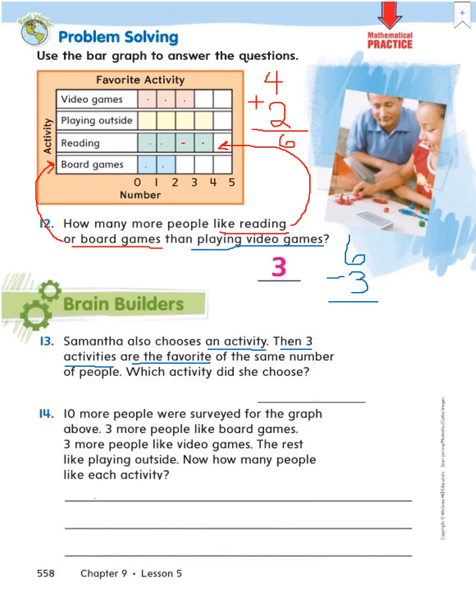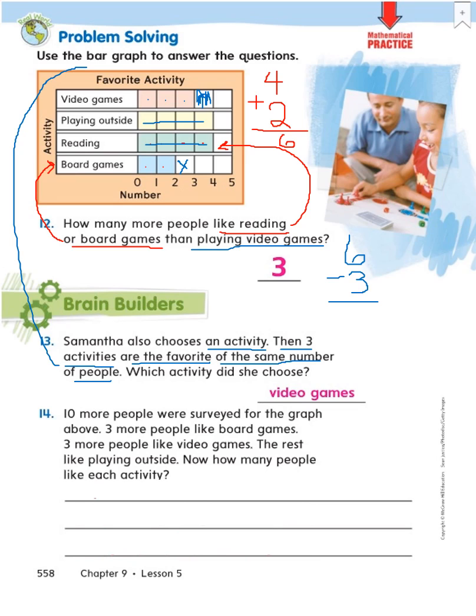Okay, and here's the answer. Video games. Why? Let's go back to the chart. We know that there are 4 people who like playing outside. There are 4 people who like reading. And Samantha chooses one of these activities. Well, if she chooses one here, then it makes sense for the rest of our problem. The favorite of the same number of people. If she chose a board game, it wouldn't really be the same as 2 other people.